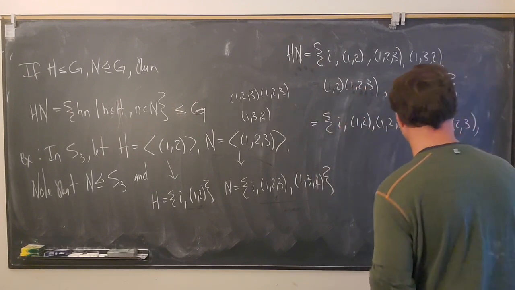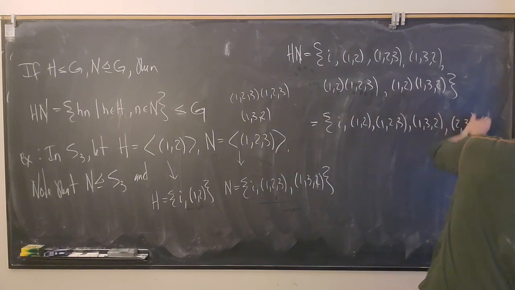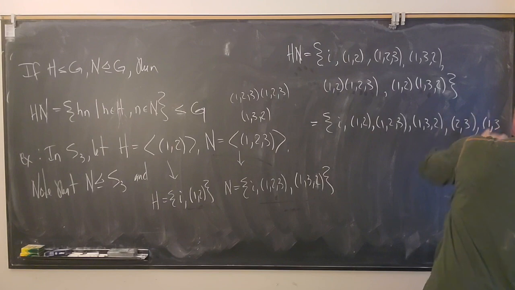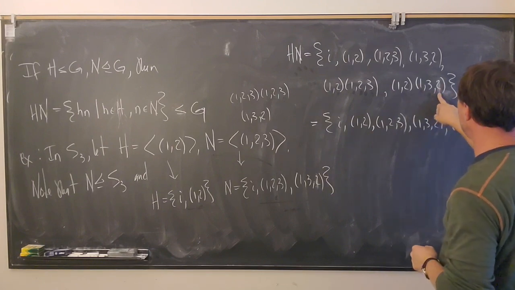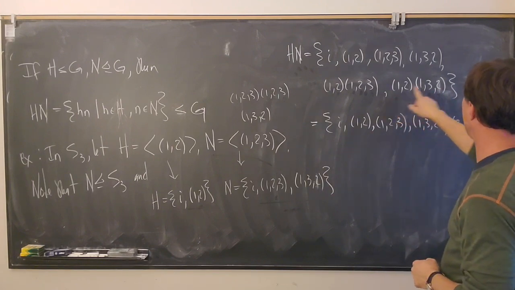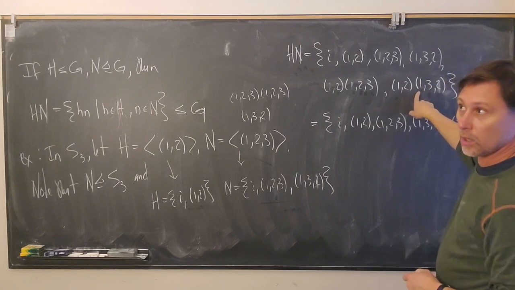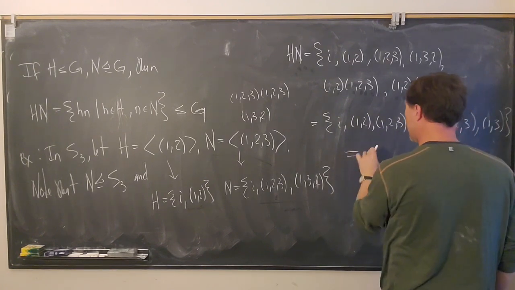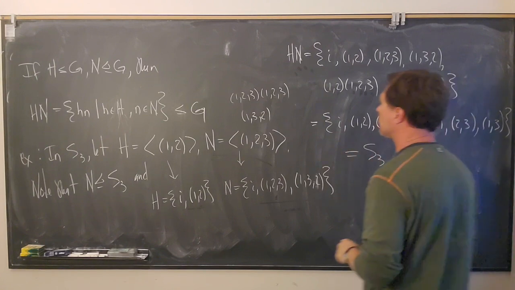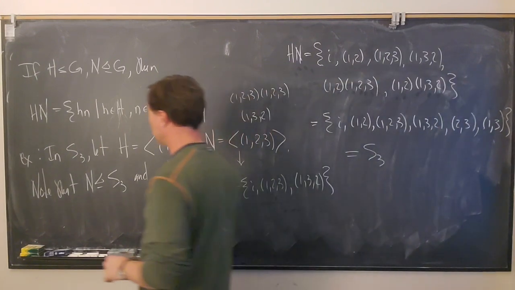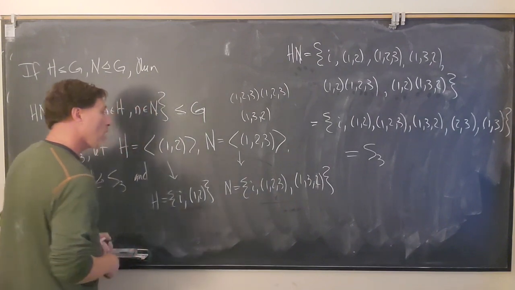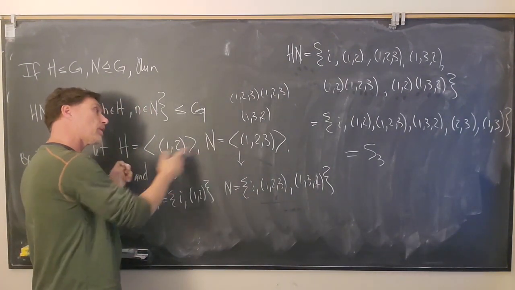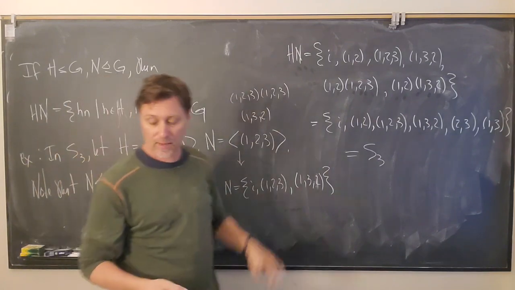And then what do you think is going to happen here when you multiply this one? Let's see, so 1 goes to 3. 3 goes to 2, which goes to 1. And then 2 goes to 1, which goes back to 2. So notice what we get. We got all of S3. So in this case, with this choice of H and this choice of N, when we look at H times N, we get all of S3.